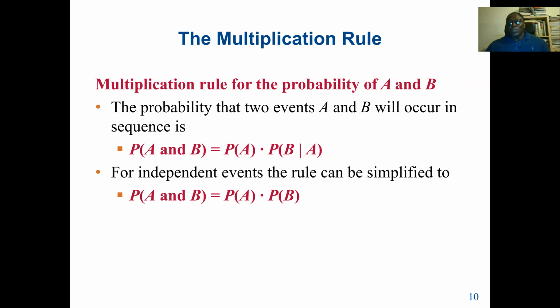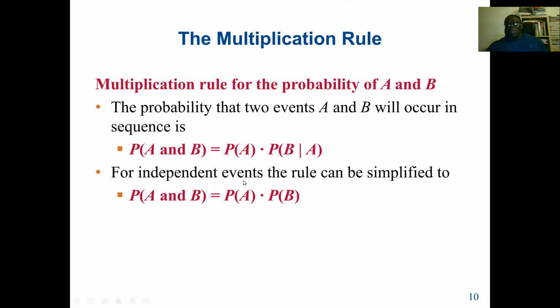So for independent events, the rule can be simplified to probability of A and B is equal to probability of A times probability of B. So the first, again, is conditional probabilities. It's dependent. Probability that 2 events A and B will occur in the sequence is probability of A and B equal to probability of A times probability of B given A. But if the events are independent, then we multiply them.